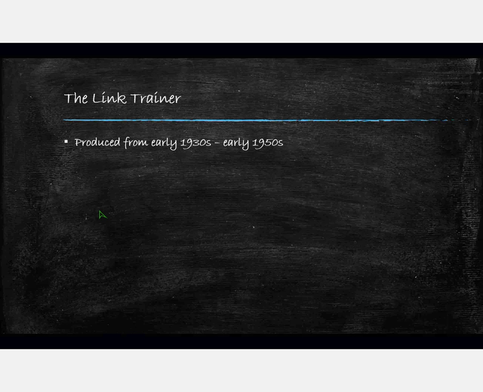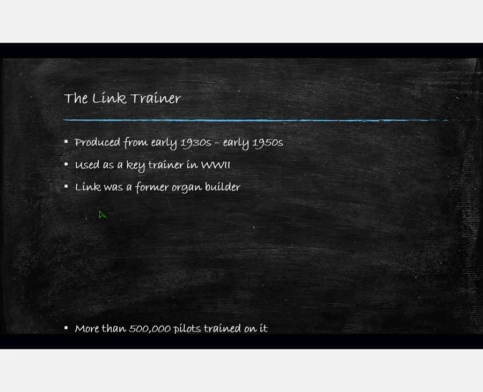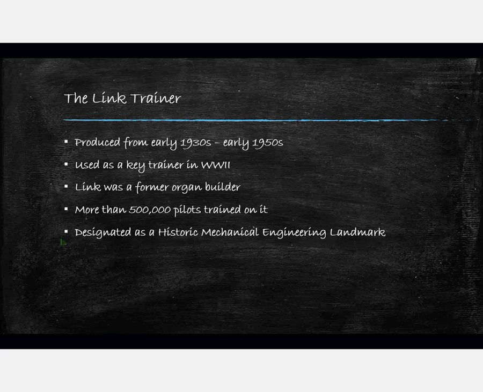Link trainer was produced from the early 1930s to the early 1950s. And it was really the primary key trainer in World War II. Yes. Link used to be a former organ builder before he even got into that sort of thing, which really makes sense. You know, he made organs and Nickelodeons, actually. More than 500,000 pilots trained on it. So, and that really says something.